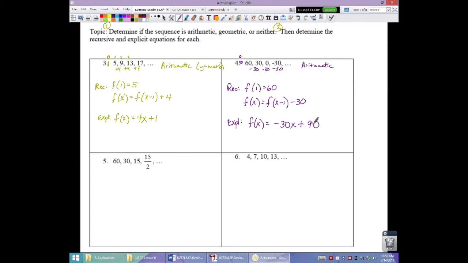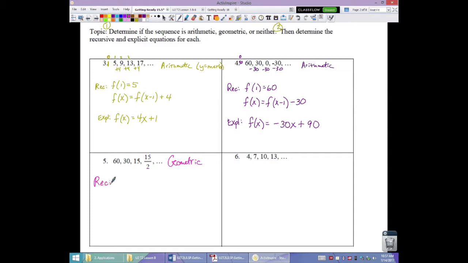Number 5, if we try to look to see arithmetic, it looks like it goes down 30, but the next one doesn't. It would only go down 15. So could it be geometric? What would you multiply 60 by to make it 30? Well, that's half. 30 is half of 60. 15 is half of 30. Half of the 15 is 15 halves. So this one is geometric because it is multiplying by 1/2.